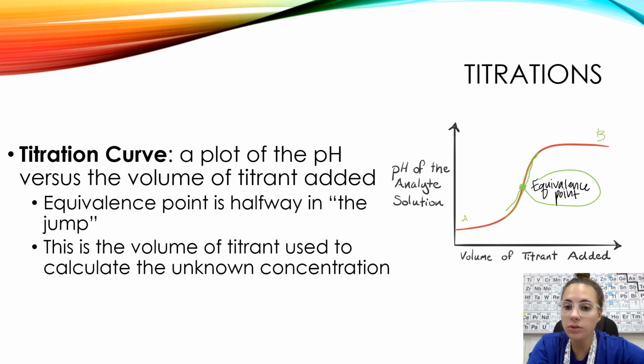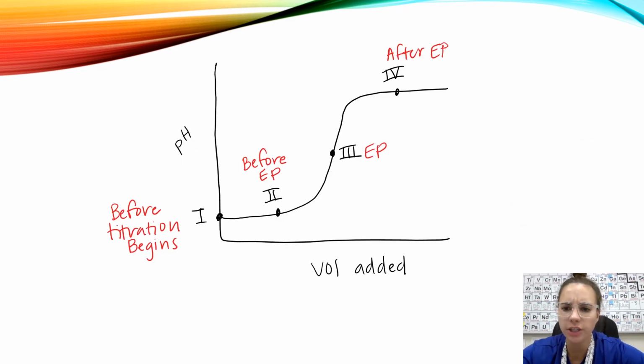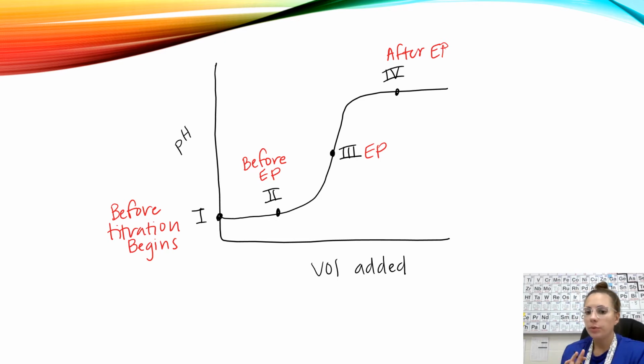So we can use this graph, whatever this volume is, that would be our volume of titrant needed, and we could use that to do our calculation. So on a titration curve, there's kind of 4 really important regions because they're regions where different things are happening, and it's going to be those regions where we're going to do different pH calculations.